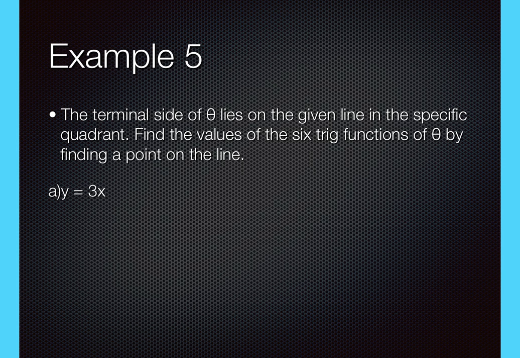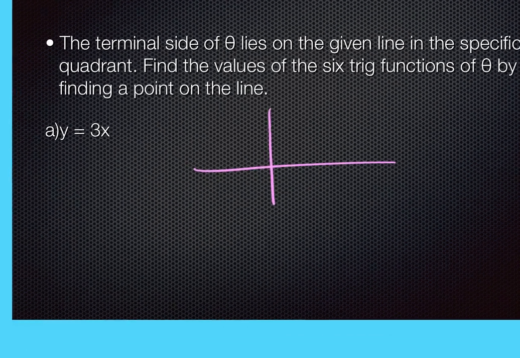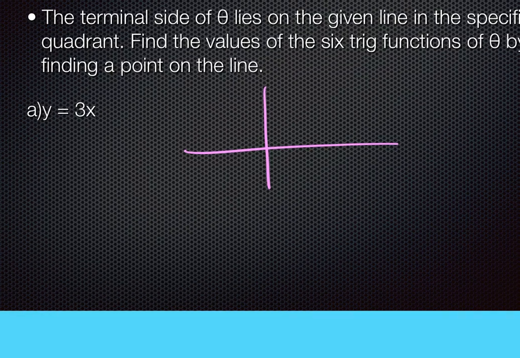Same kind of question, completely different information at the beginning. The terminal side of theta lies on the given line in a specific quadrant. Find the values of the 6 trig functions of theta by finding a point on the line. So it literally says that the terminal side of this angle lies on the line y equals 3x. If I was to graph y equals 3x, how do I start?